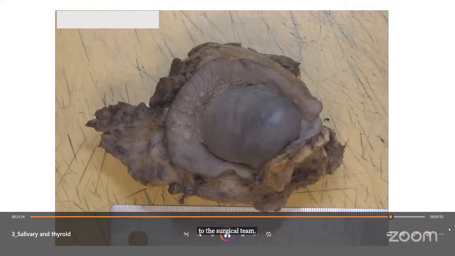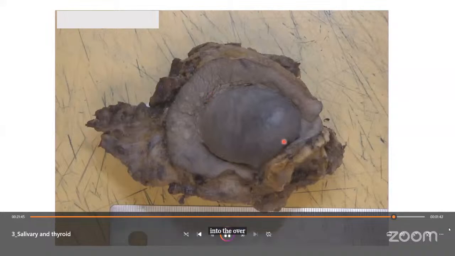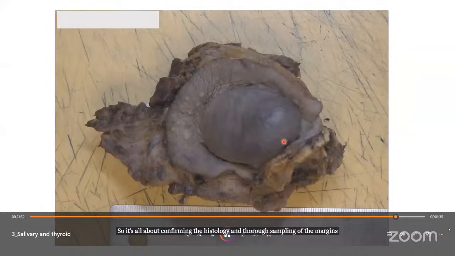I'm just going to finish with an example of how to approach a complex parotidectomy specimen. This tumour is already T4. You can see it's extended from the parotid gland into the overlying adjacent skin. So it's all about confirming the histology and thorough sampling of the margins in this case.